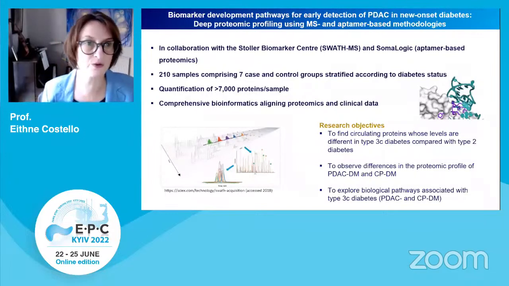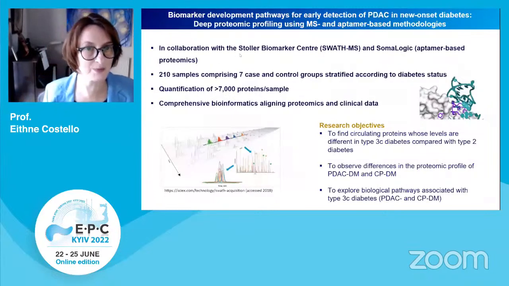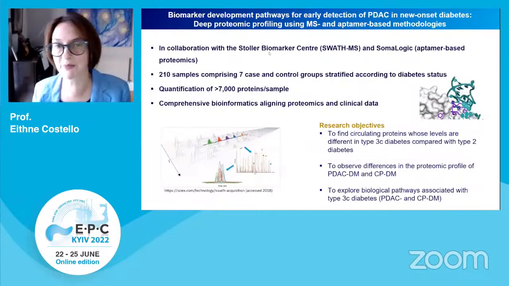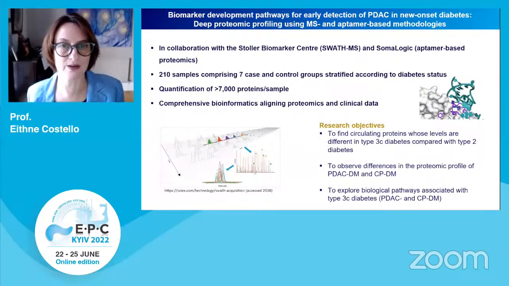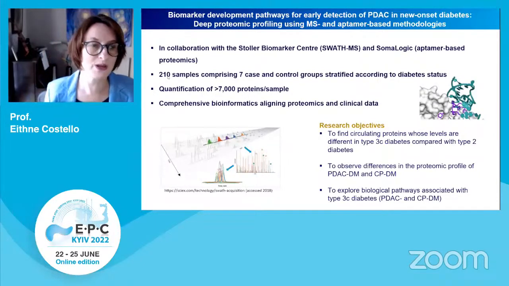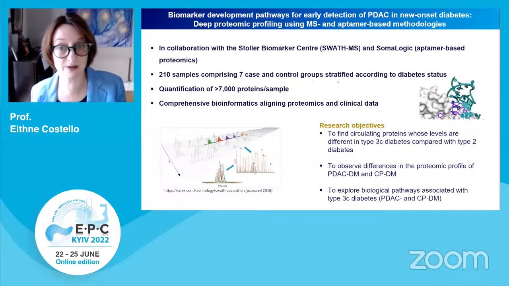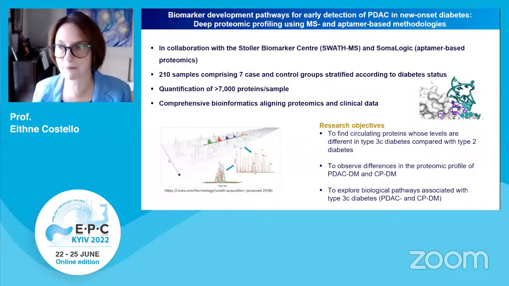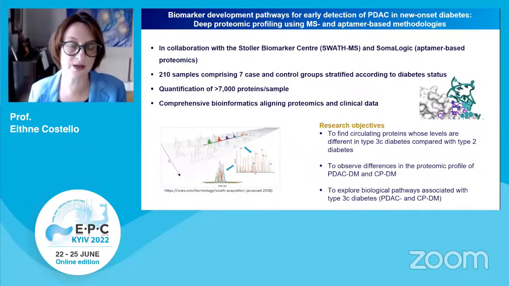We are also continuing our biomarker research. So in collaboration with the Stoller Biomarker Centre in Manchester and the Somologic group in Colorado in the United States, we have two studies that are currently ongoing. Both those centres now have our samples and are analysing them at the moment. We have 210 samples comprising 7 case and control groups, stratified according to diabetes. So we have pancreatic cancer, chronic pancreatitis, groups stratified for diabetes or no diabetes.